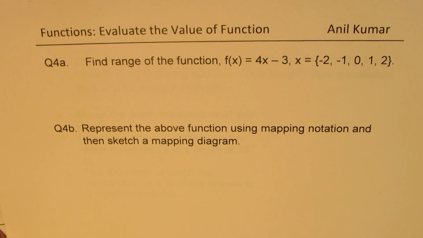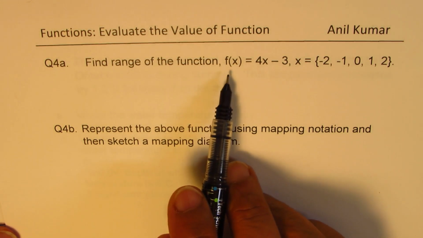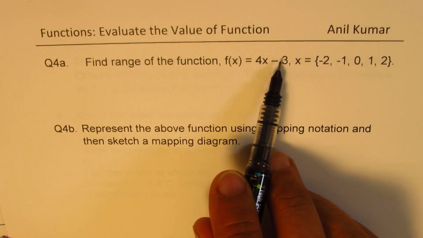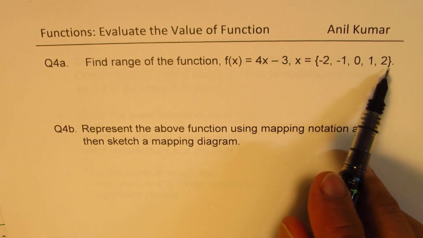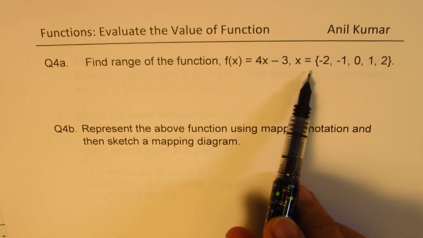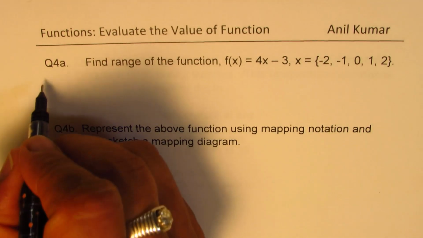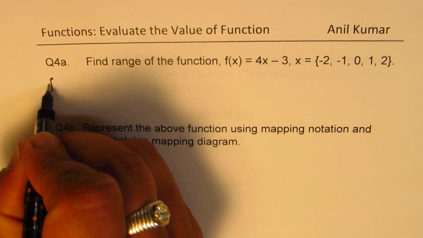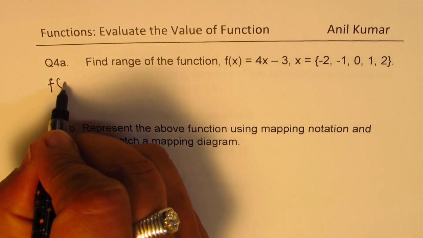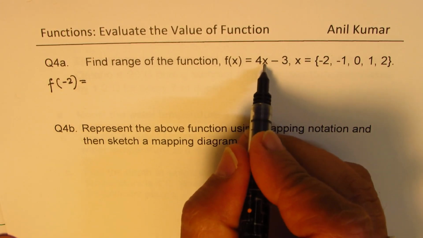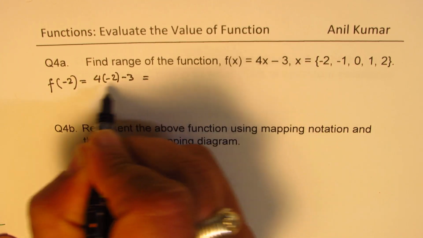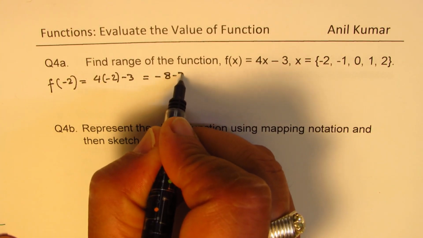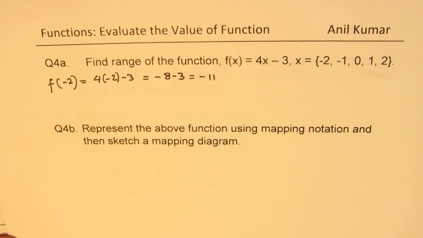Number 4a. Find the range of the function f of x equals 4x minus 3, where x equals minus 2, minus 1, 0, 1, and 2. So basically, you need to evaluate each value, right? You could one by one put minus 2 here and substitute to get 4 times minus 2 minus 3, which is minus 8 minus 3, equals minus 11, correct?